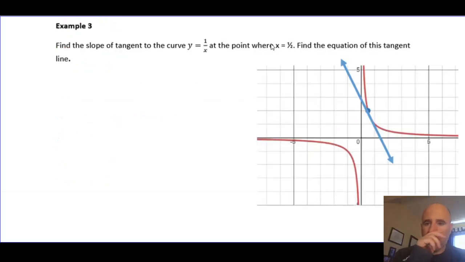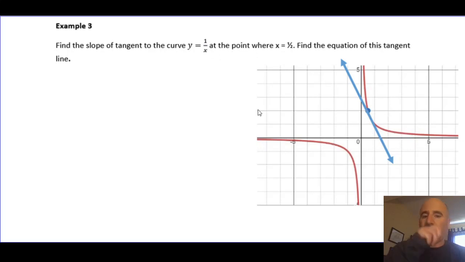Okay, so in this example, I've chosen to work with the curve y equals 1 over x, and I've given you the graph in red. We're going to find the slope of the tangent at the point where x is equal to 1/2, and I've drawn that tangent line in for you right there, and we're also going to find the equation of the tangent line. Keep in mind that finding the slope of the tangent line is the exact same thing as finding the instantaneous rate of change of 1 over x when x is equal to 1/2.